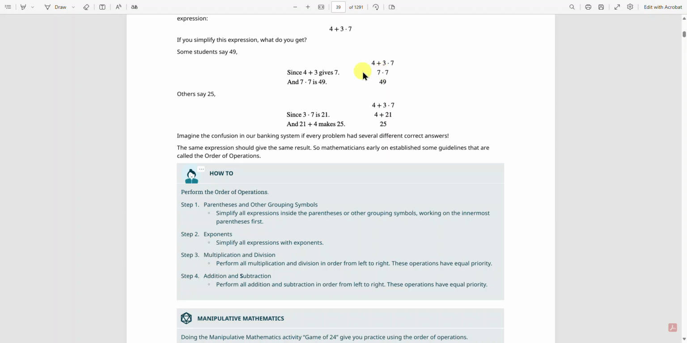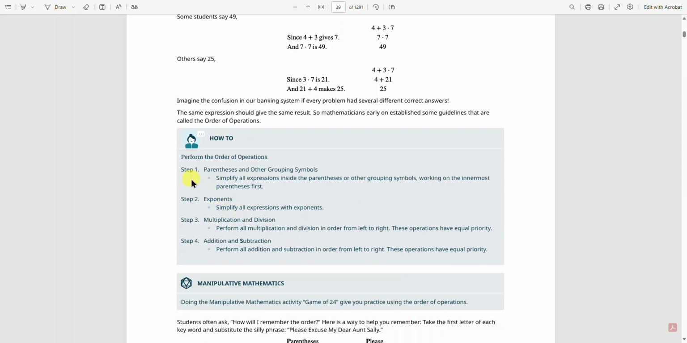And this can be the solution to some great confusion, especially when the expressions get more complicated, as we'll see later on. So to perform the order of operations, step 1, if there are parentheses and other grouping symbols in the expression, we should take care of them first. Simplify all expressions inside parentheses or other grouping symbols like brackets and braces, working on the innermost parentheses first. So we should always start with the innermost grouping symbols or parentheses. Start there. Do those first.